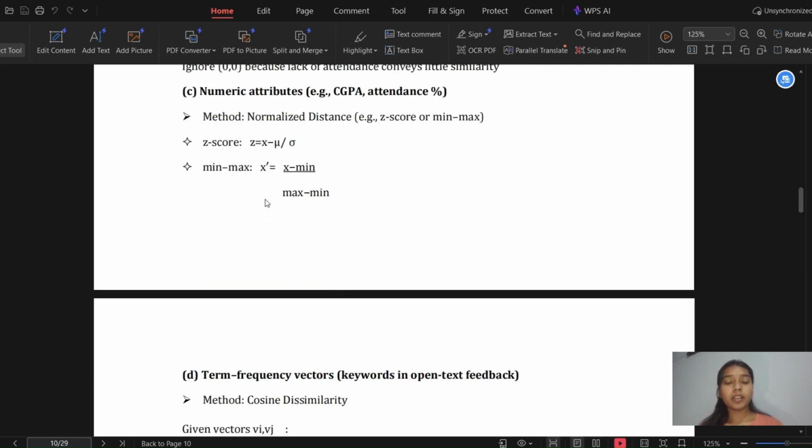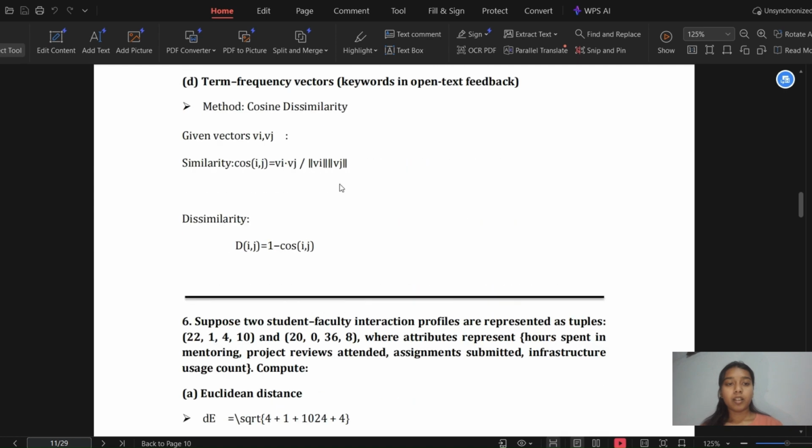The third part is numeric attributes, that is CGPA or attendance percentage. The method is normalized distance, that is Z-score or min-max. The Z-score formula is Z equals X minus mu upon sigma. Min-max is X dash equals X minus minimum upon maximum minus minimum.